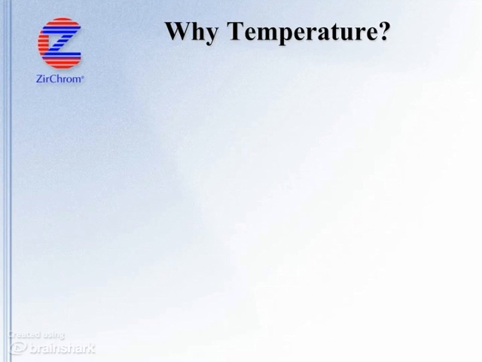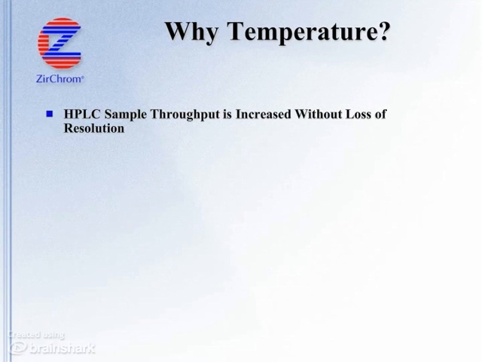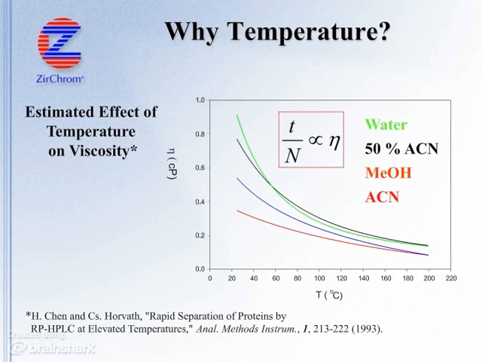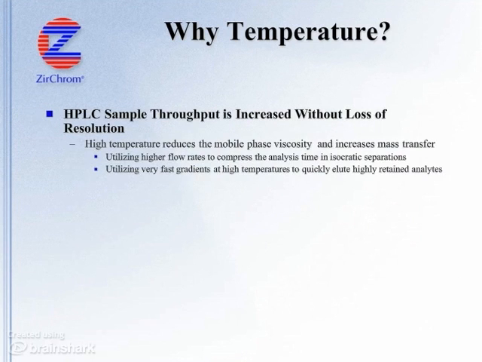How does temperature speed up a separation? Elevated temperature reduces mobile phase viscosity and improves mass transfer. This graph shows the effect of temperature on the viscosity of some common reverse phase mobile phase components. The exponential change in viscosity from 20 to 200 degrees Celsius results in very low back pressures at elevated temperatures. Lower back pressures at higher temperatures allow for faster flow rates. Faster flow and higher mass transfer rates translate into significantly shorter runtimes without loss of sample resolution. This theory is applicable to both isocratic and gradient separations.